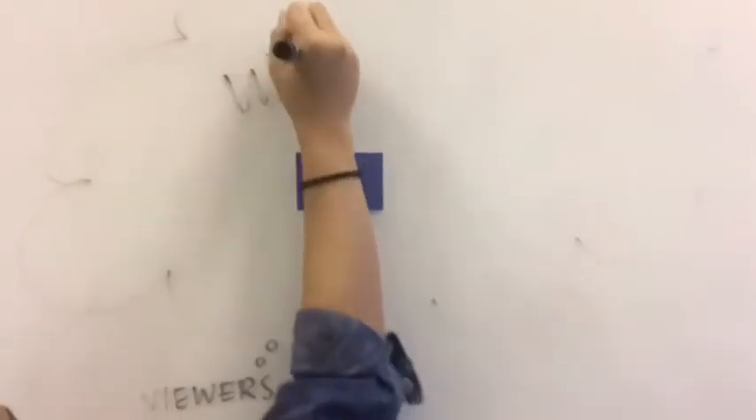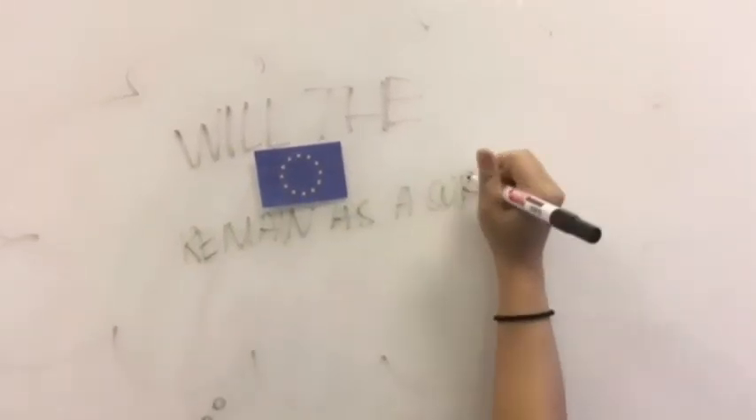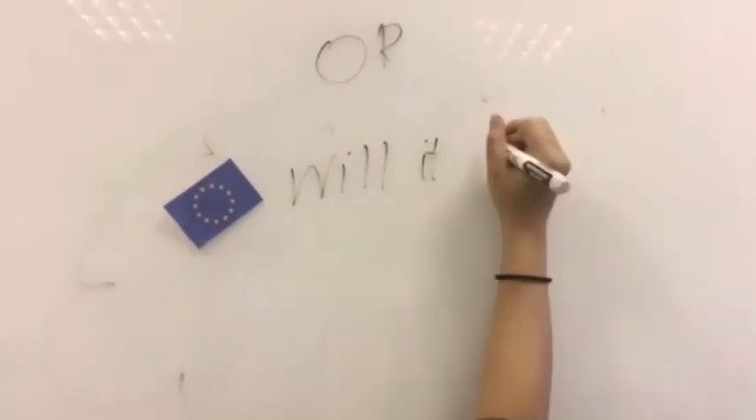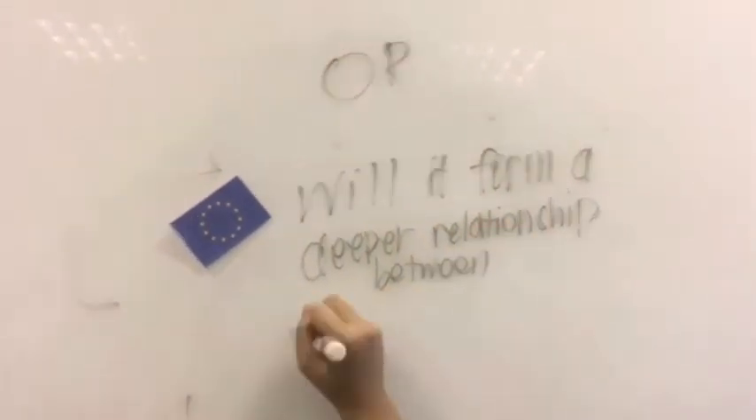Which leads us to think, will the EU remain as a supranational institution despite these events? Or will it form a deeper relationship between member states?